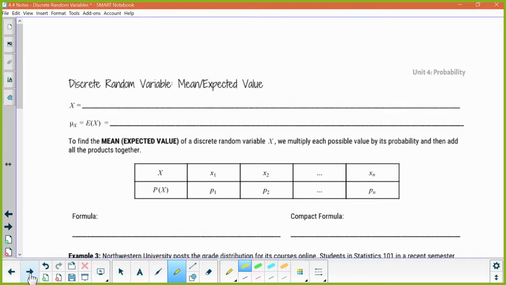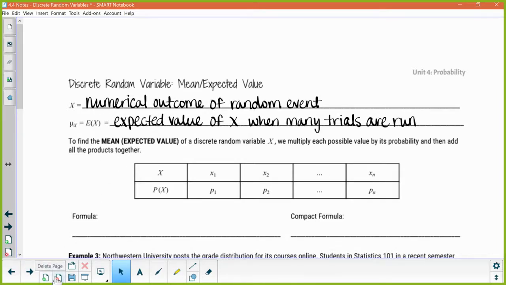Something that they often like to ask is, if you were to do this event, what is your expected value? What do you expect to get? And that kind of equates to what is the mean of this probability distribution. So we have X, which is going to be the numerical outcome of a random event. We're going to define it depending on the context of the situation. And mu of X, or the mean, oftentimes, if they give it to you in symbols, in terms of probability, they will write E of X, which is our expected value of X when many trials are run.